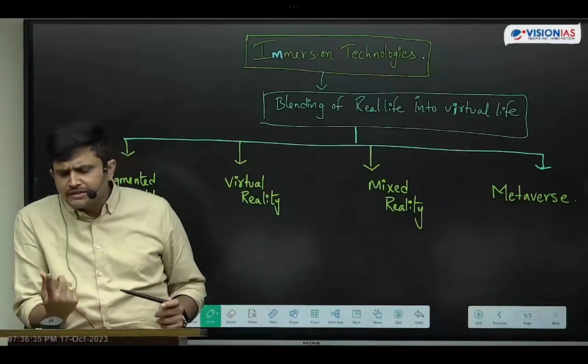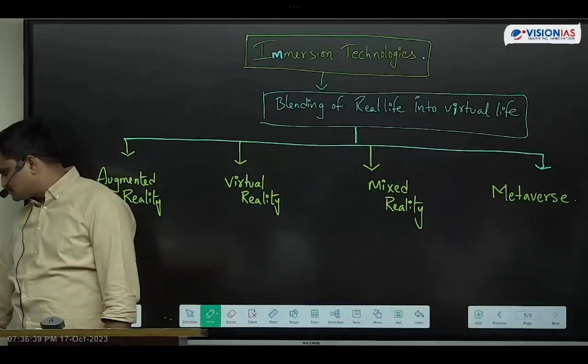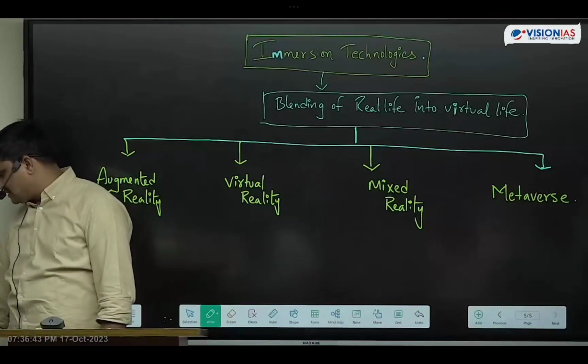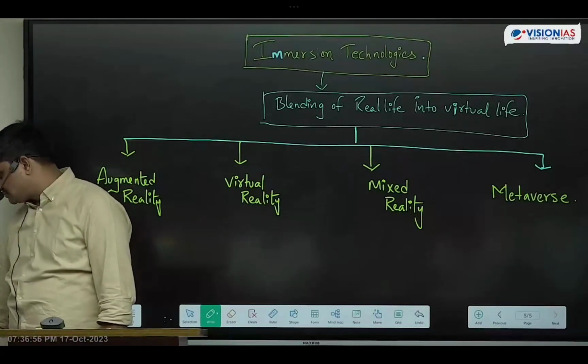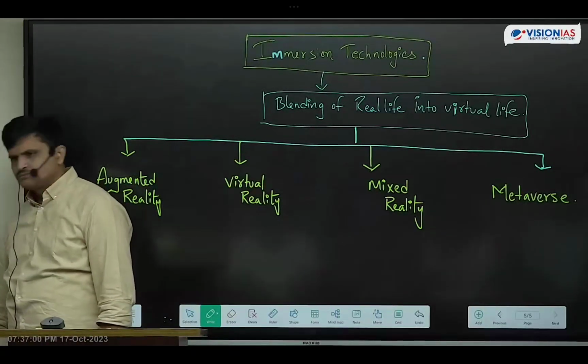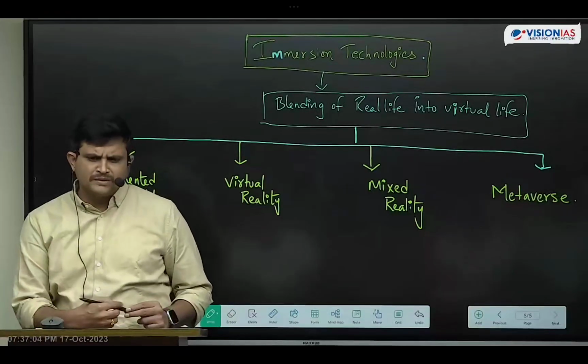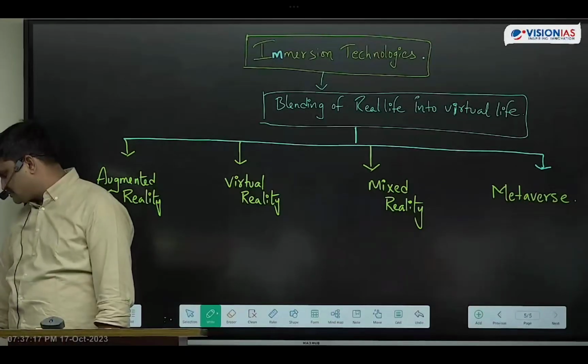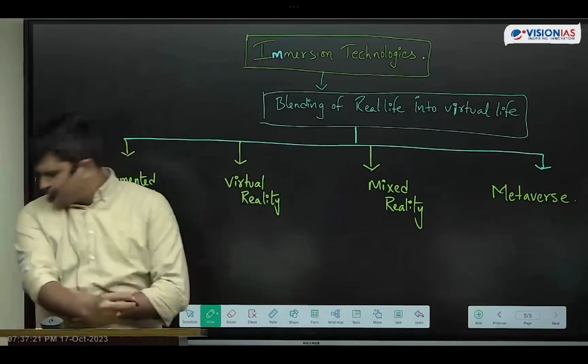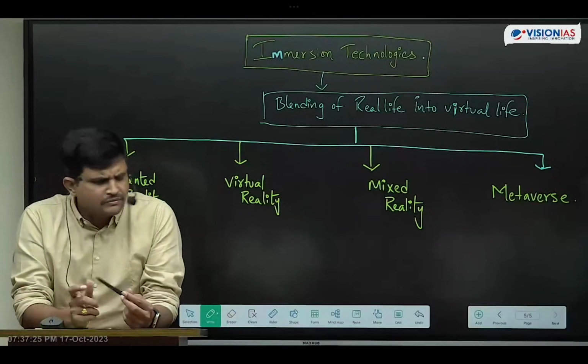Next one. In virtual reality, it is totally a computer generated world. But in augmented reality, it is a blend of computer plus virtuality. So that is the basic difference between virtual reality as well as augmented reality.